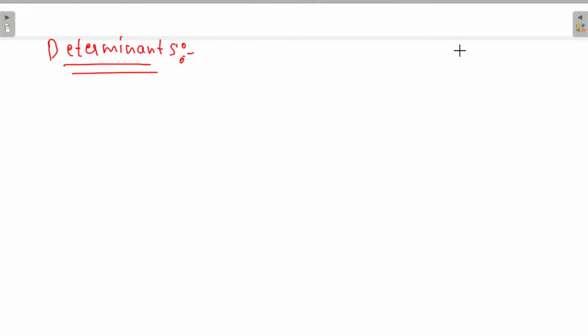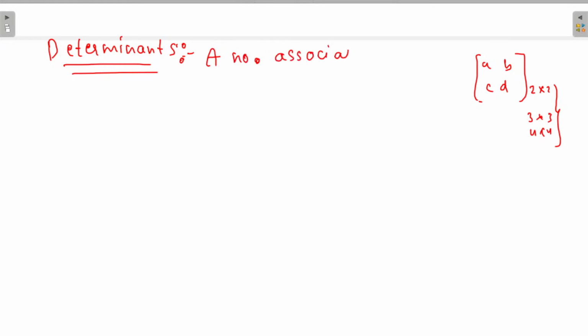I think everyone knows what a square matrix is. A square matrix means the number of rows is equal to the number of columns, that is 2 cross 2, 3 cross 3, 4 cross 4. These all are square matrices. So what does determinant mean? A determinant is a number, which may be real or complex, that is associated with a square matrix of order n.